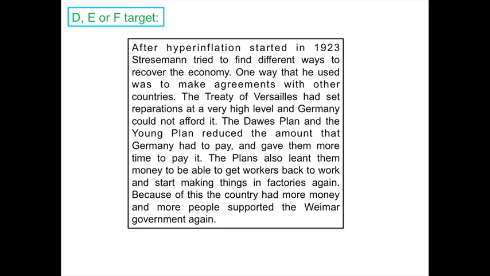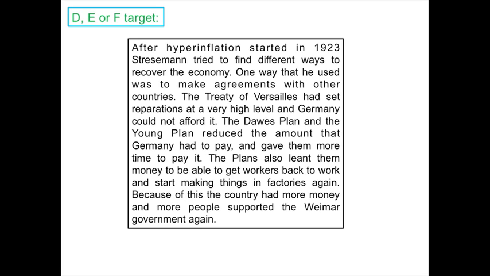This is the D, E and F target grade answer. This candidate has written, after hyperinflation started in 1923, Stresemann tried to find different ways to recover the economy. One way that he used was to make agreements with other countries. The Treaty of Versailles had set reparations at a very high level, and Germany could not afford it.